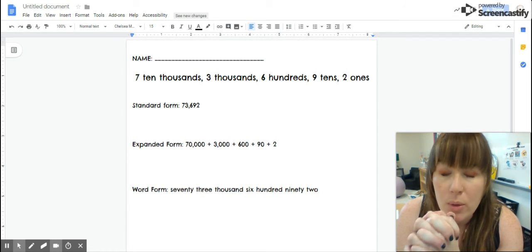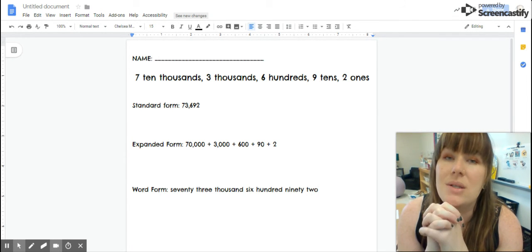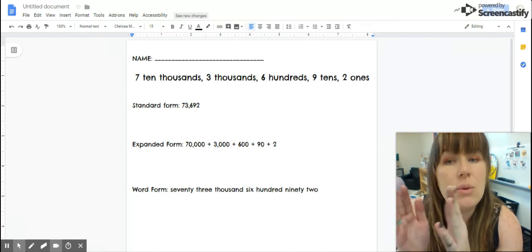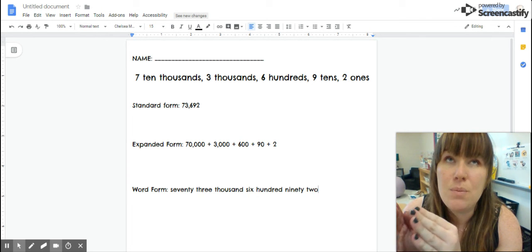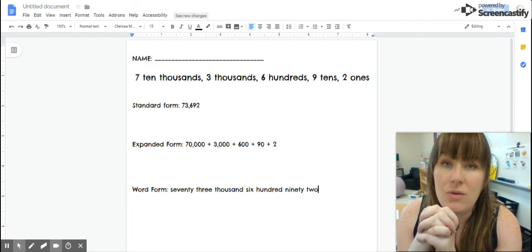Remember, the most important thing whenever you're doing place value is to use that place value chart, because it really helps you stay organized, especially for the expanded form. It's very helpful.